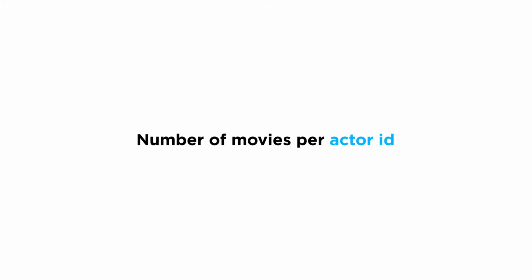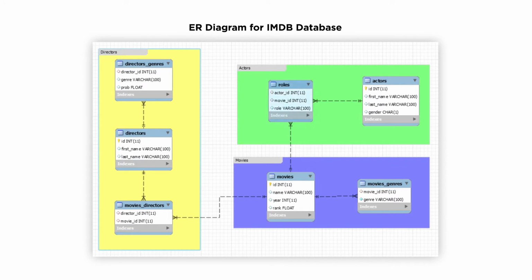Let's try a similar query. We want to compute the number of movies per actor. So not per director, but per actor this time. So how can we do that? First of all, which table are we going to use? If you take a look at the diagram, you'll see that this information is stored in the roles table that contains the interactions between movies and actors.